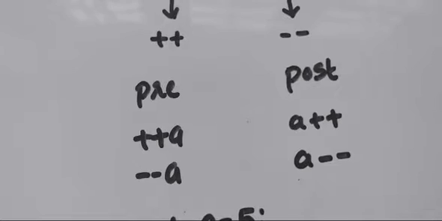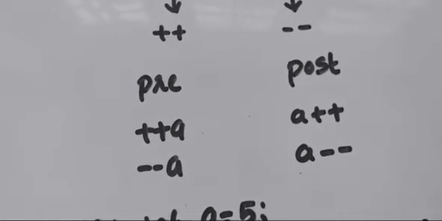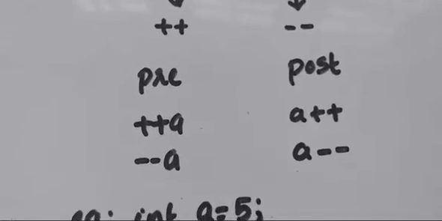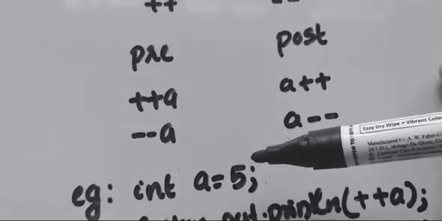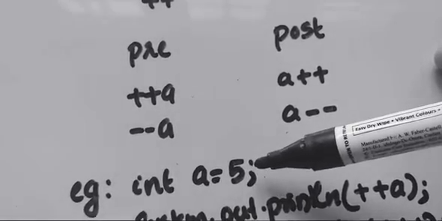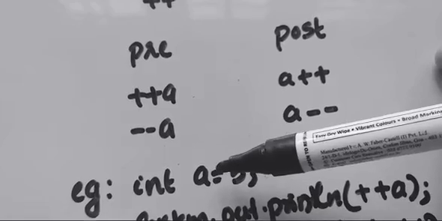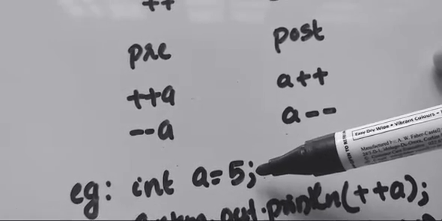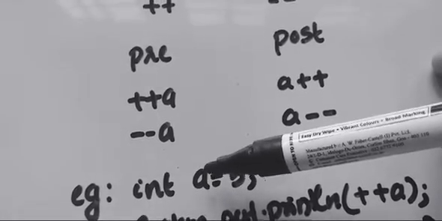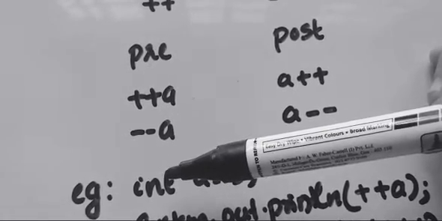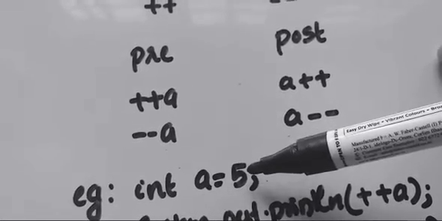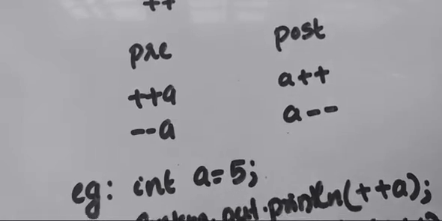So let's see all these things with a simple example of how we can apply this in a Java program. Just consider a small example, int a equal 5. What is the meaning of this particular line? Here we have declared a variable a of data type integer with the value 5. We have assigned the value 5 to the variable by using the assignment operator.